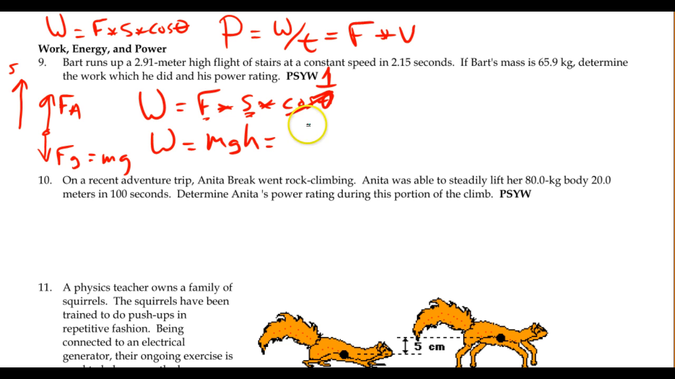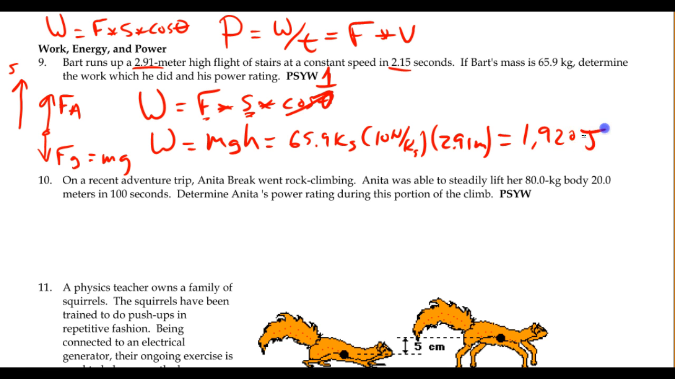Okay, so in this case, we have 65.9 kilograms. We're going to use 10 newtons per kilogram for simplicity. And we're going to multiply that by 2.91 meters. Okay, so 659 times 2.91 gives us an amount of work done of 1,917.69. Now, at most, we have three significant figures in the seconds and three significant figures here. If we call that 10.0, we'll give it three significant figures. That's 1,920 joules worth of work.